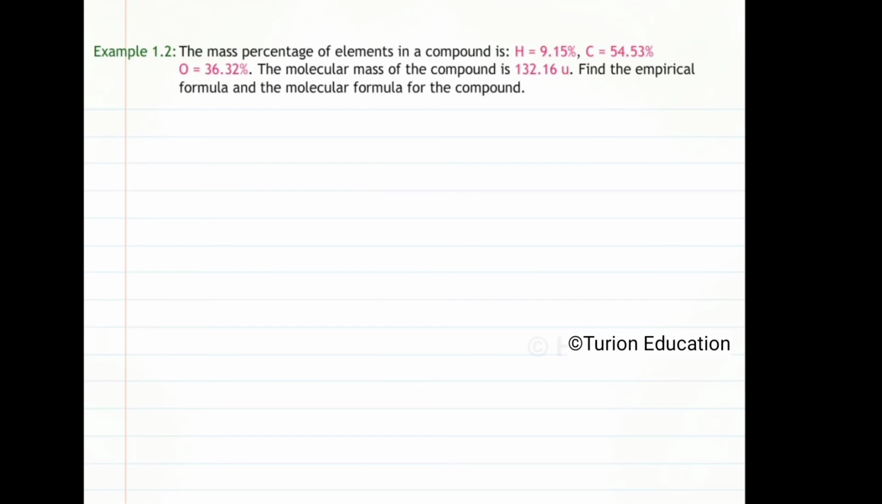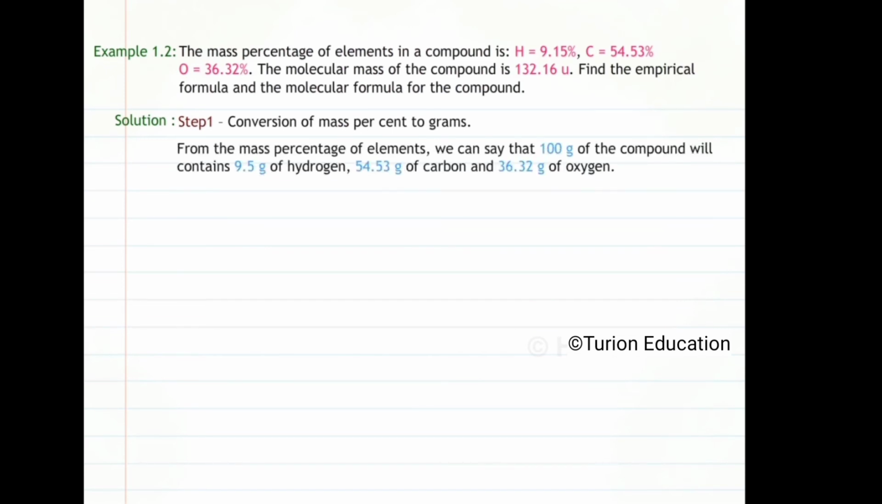Example 1.2. The mass percentage of elements in a compound is H equals 9.15%, C equals 54.53%, O equals 36.32%. The molecular mass of the compound is 132.16 u. Find the empirical formula and the molecular formula for the compound. Solution. Step 1. Conversion of mass percent to grams. From the mass percentage of elements, we can say that 100 grams of the compound contains 9.15 grams of hydrogen, 54.53 grams of carbon, and 36.32 grams of oxygen.